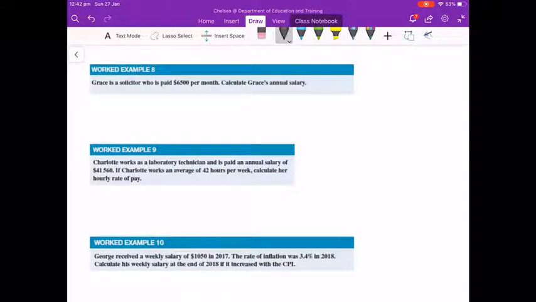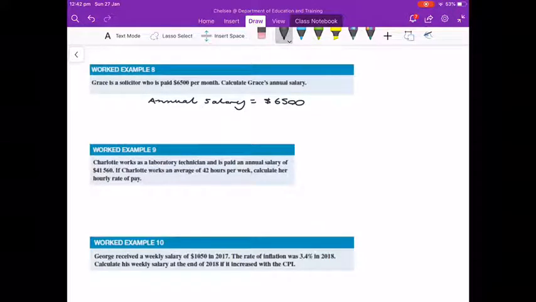Grace is a solicitor who is paid $6,500 per month. Calculate Grace's annual salary. So the annual salary is, she earns $6,500 per month. Now we know in a year she's going to make more than that. So we are going to multiply it by 12 because there's 12 months in a year. Annually, Grace earns $78,000.